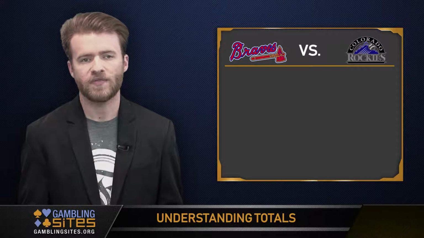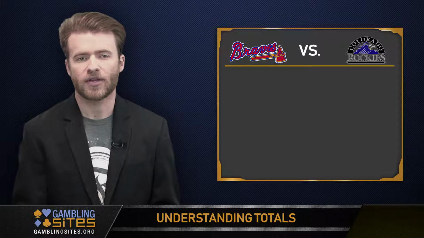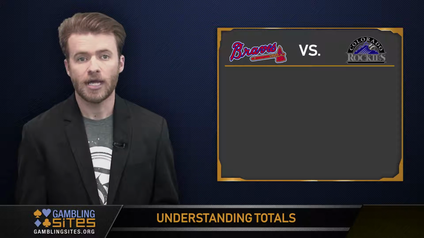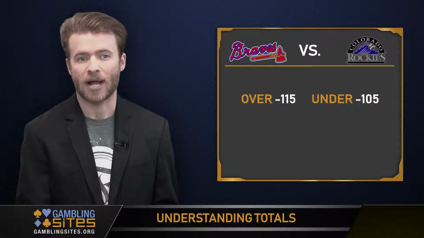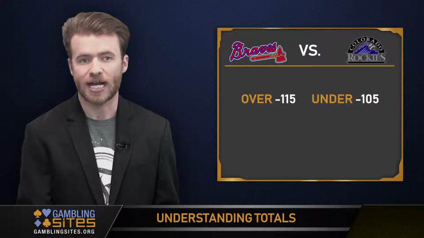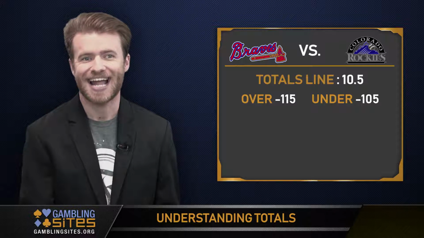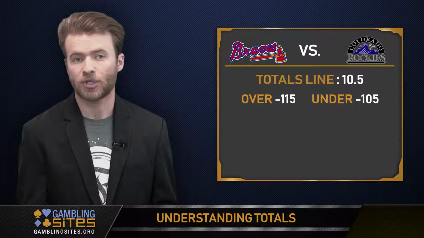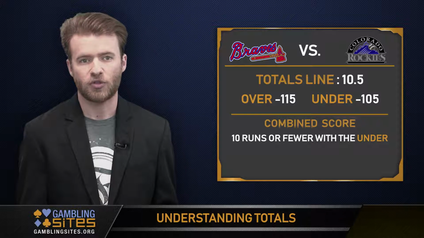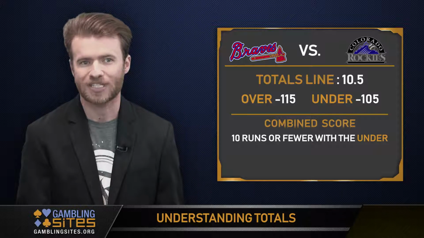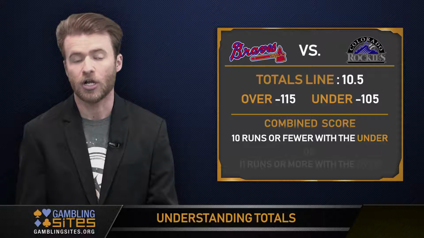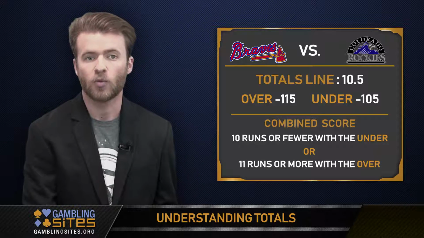So in this example, we've got a game between the Atlanta Braves and the Colorado Rockies. The total is set at over 10.5 minus 115 and under 10.5 minus 105. This means that the totals line is set at 10.5 runs. So if you're placing a bet, you'd be deciding whether you think the Braves and Rockies will combine to score 10 runs or fewer with the under, or 11 runs or more with the over.